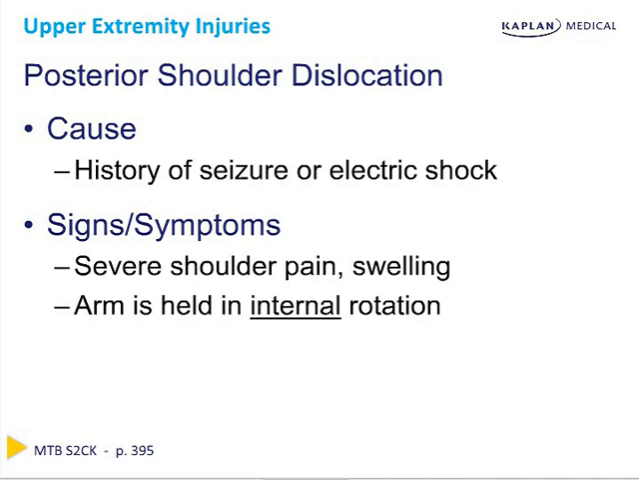Because muscle is electrically stimulated, both shocks and seizures result in universal muscle contraction. In the arm, the muscles that control internal rotation, most significantly that bodybuilding muscle, the pectoralis major, are much stronger than the external rotators. As a result, the humeral head gets dislodged posteriorly, and the arm ends up in internal rotation. Remember that patients with anterior shoulder dislocations hold their arm in external rotation, so even though both injuries cause severe shoulder pain and swelling, this finding can help differentiate the two on physical exam.